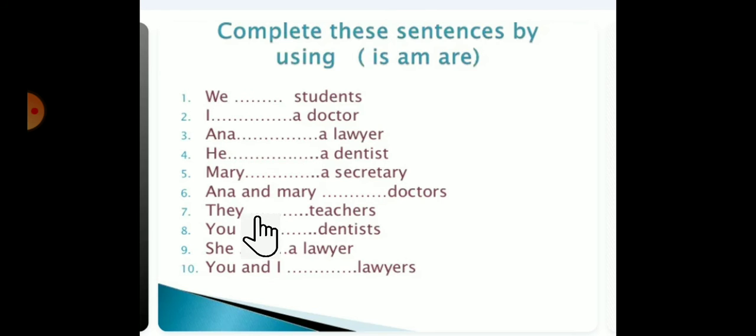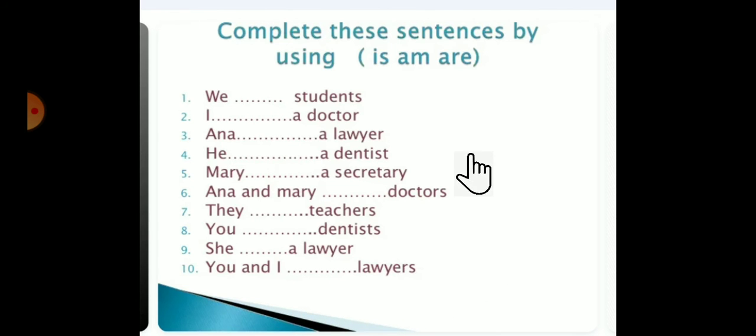Fine. Anna and Mary are doctors. Here we can't use "is" because the sentence is talking about the plural. Anna and Mary, with the help of the conjunction "and", which form of the verb do we have to use here? The plural form of the verb, which is "are". Anna and Mary are doctors. They are teachers. You are a dentist. Fine. She is a lawyer. You and I are lawyers.